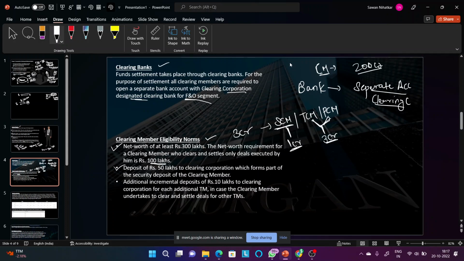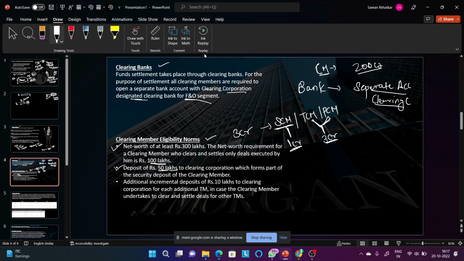Moving forward, a deposit of 50 lakhs to clearing corporation, which forms part of security deposit of the clearing member. So 50 lakhs. As I said, for clearing banks the requirement is way much bigger, but here they have only given that you need to open a separate bank account with clearing corporation. In case of a member, you are required to make a deposit of 50 lakhs to clearing corporation, which forms the part of security deposit of the clearing member.